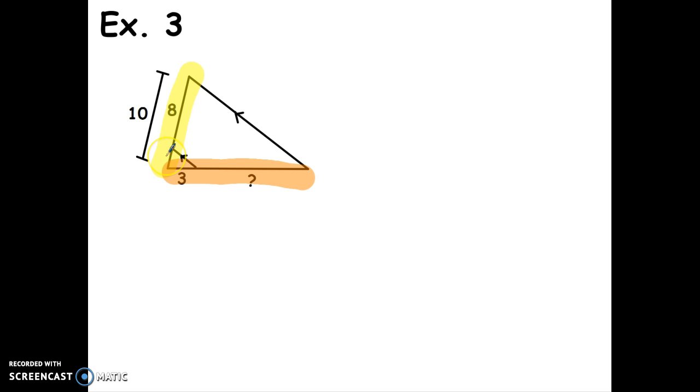So to find this portion of the line segment, we'll simply do 10 minus 8, because the entire segment is 10 and this part of the segment is 8. We can find the other part by doing 10 minus 8, which is 2. Now we're able to set up our proportion. So for the yellow fraction, 2 over 8. And for the orange fraction, 3 over question mark.